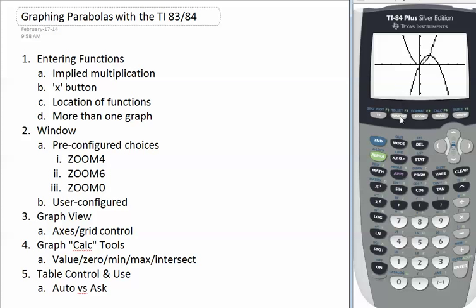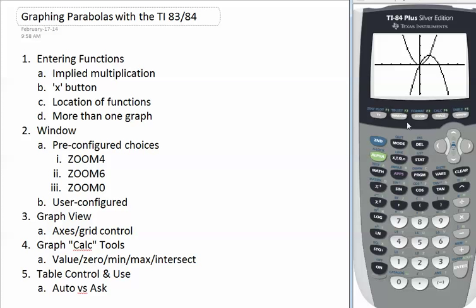And if you push the window button, you'll see that the x min and max, representing the far left and far right, spans 9.4 units total, while the y min and y max spans 6.2 units in total. These are strange numbers, but they are a ratio that takes into account how many vertical pixels compared to how many horizontal pixels. So Zoom 4 will give nice graphic images for functions that are right near the origin. And so often you'll want to choose Zoom 4.